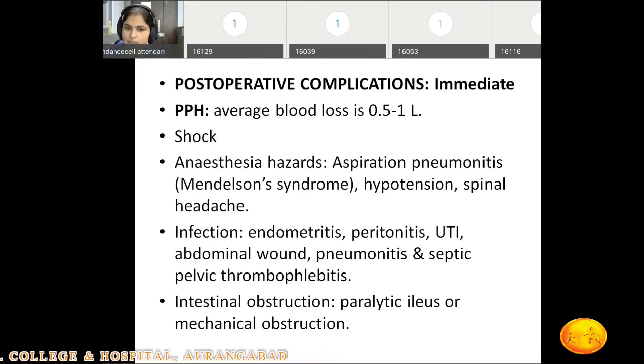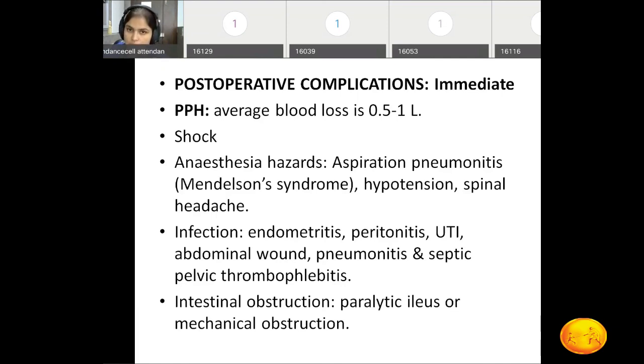Infections are more common, that is endometritis, peritonitis, UTI, abdominal wound infection, pneumonitis, and septic pelvic thrombosis after basically endometritis. Thrombophlebitis is common, and bladder injuries are due to the catheter, which is kept for a longer time. So, bladder infection due to prolonged catheterization. So these are common infections.